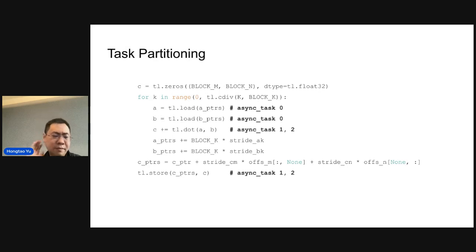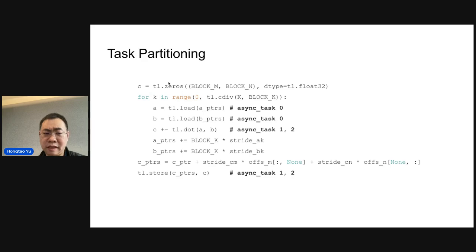Let's take an example and see how this works. I'm having the source code here, but keep in mind everything happens really at the TTGIR level. I'm using the Python code here for easy illustration. So this is a jam K loop.